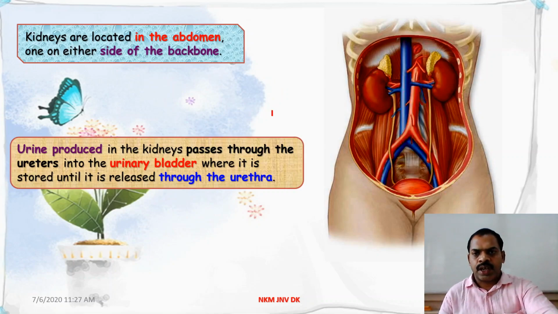The role of the kidney is to filter the blood and remove waste material, especially nitrogen-containing waste in the form of urea, as well as excess water. That is filtered and passes through the ureters. This is the ureter. It passes through the ureters into the urinary bladder, where it is stored. When the time comes, it passes out through the urethra opening.